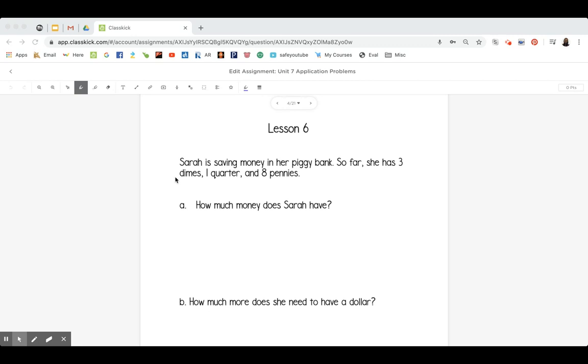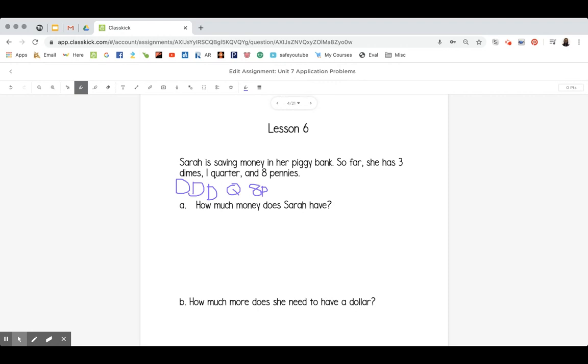Okay, we can do that. If you need, you can always write down the coin. So you can write down if you want that we have 3 dimes. You could write down that we have 1 quarter, and you can write down that we have 8 pennies. So if that helps you be able to see it this way, totally fine. Letter A wants us to say, how much money does Sarah have?